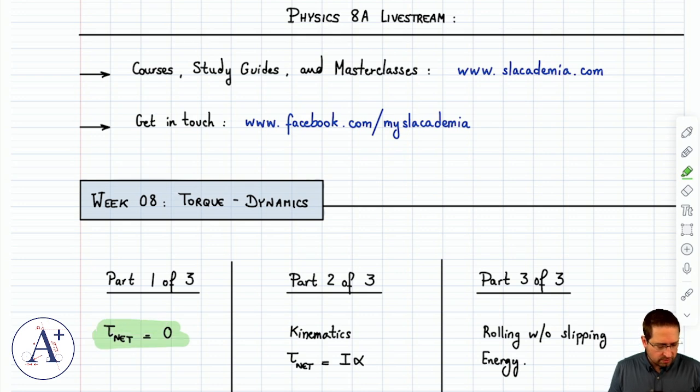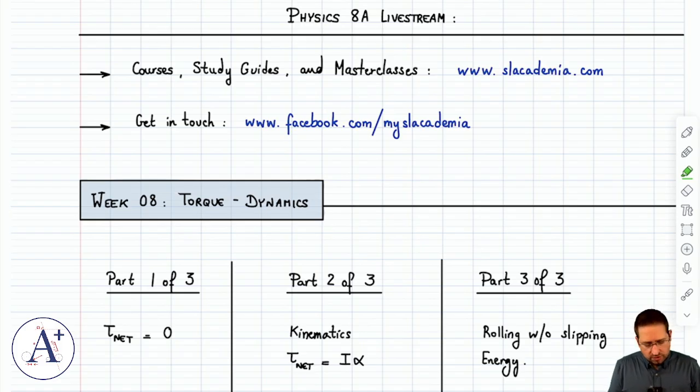Last week we talked about torque net equal to 0 and the equilibrium condition, and we saw that F net x and F net y being 0 wasn't enough. We had to add torque net equals 0 so that we could describe something in equilibrium. But of course, not all things in life are in equilibrium.